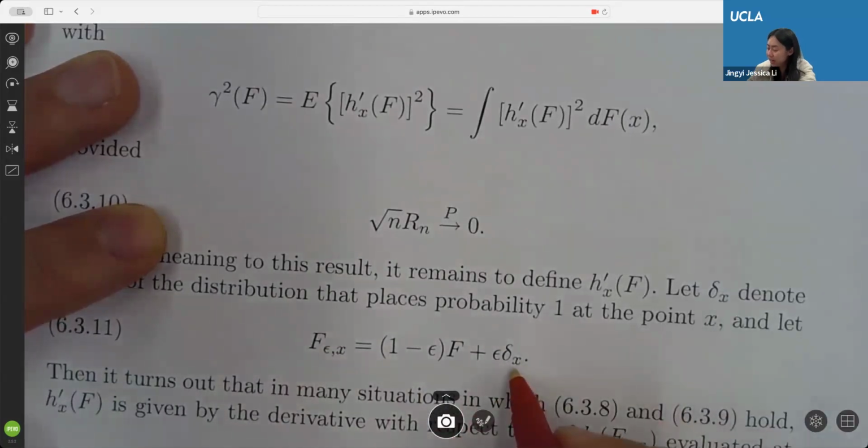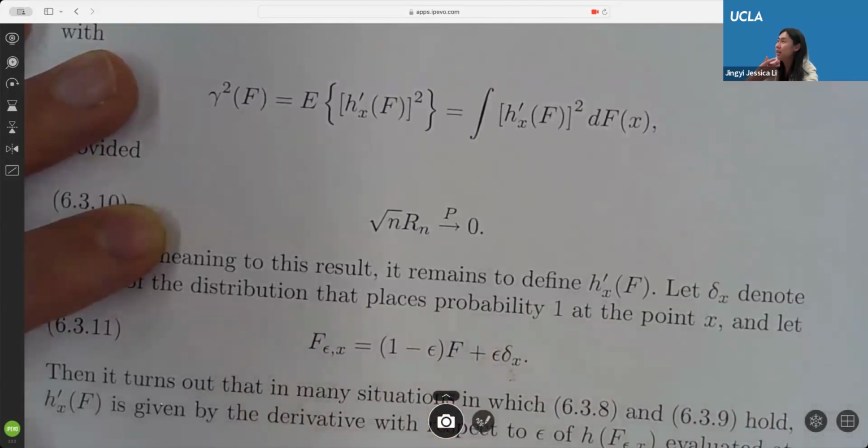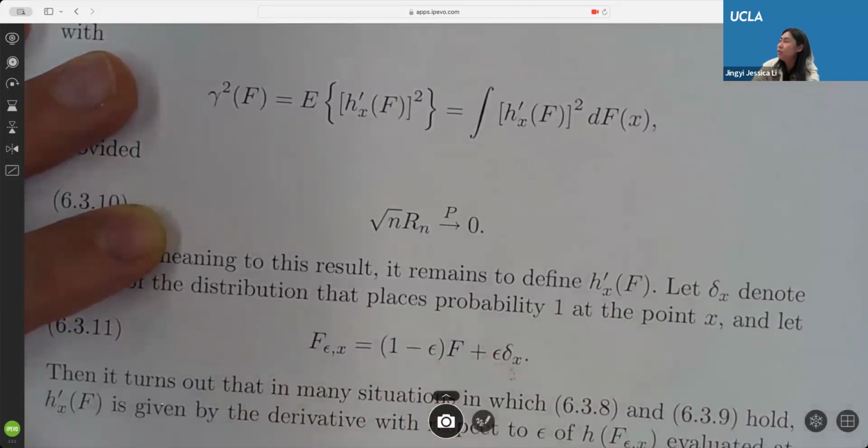So essentially, x is just a value. It can take any value of x. I just put a small probability mass epsilon at this point mass. And then the remaining probability 1 minus epsilon is at F. This is what I call F_epsilon,x. So it is a small perturbation to my distribution.